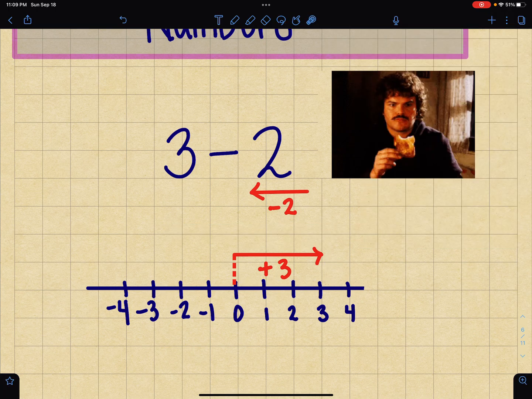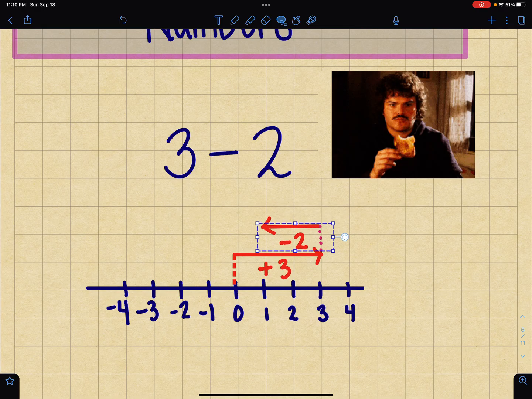Oops, so you can see that I've started here. I've drawn a dotted line up and I'm going to go 3 spaces to the right. The reason I go to the right is because this is a positive 3. And then I'm going to make my dotted line up from here, and then I'm going to add the negative 2 to it. So I've made a negative 2 that goes only 2 spaces.